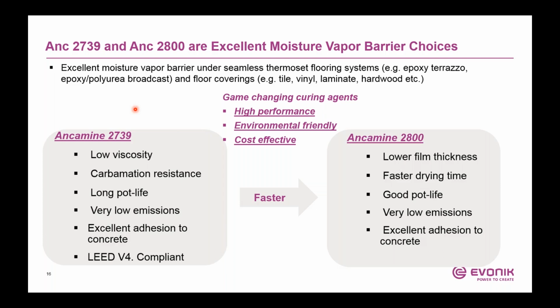A newer product is the Ancamine 2800, which is a faster cure version of 2739. It has similar properties to 2739, but it is a faster cure, so it can cure down to lower temperatures. And again, it has similar performance, excellent moisture vapor barrier properties, and excellent adhesion to concrete.